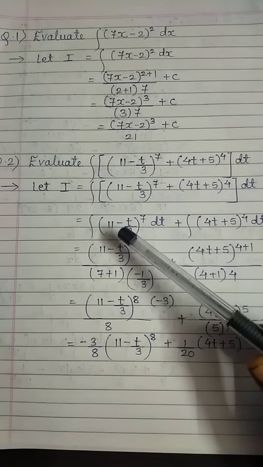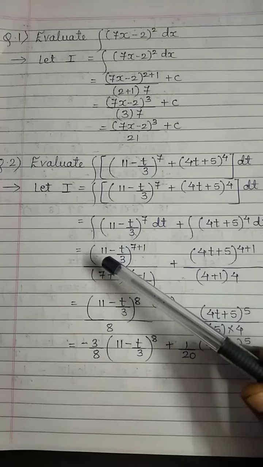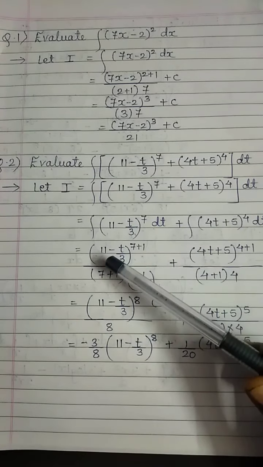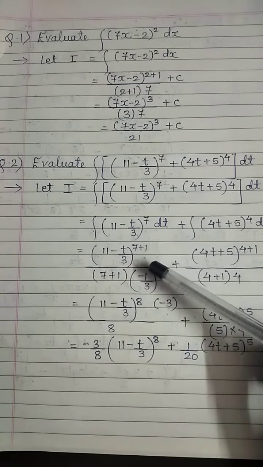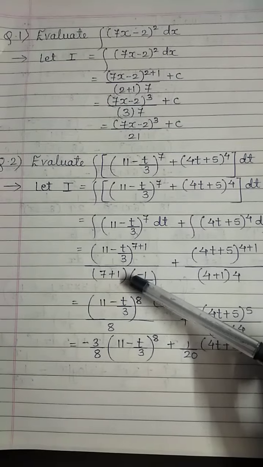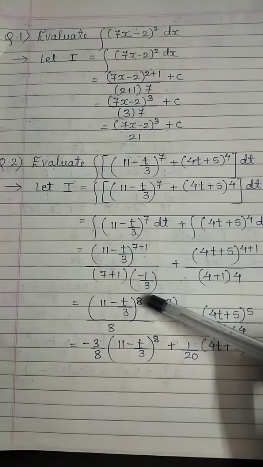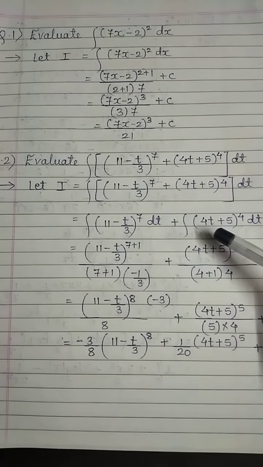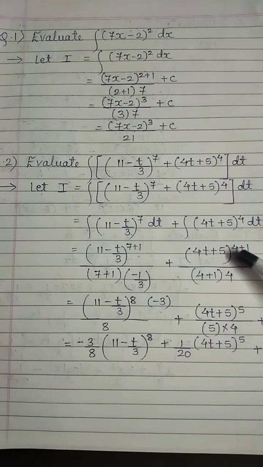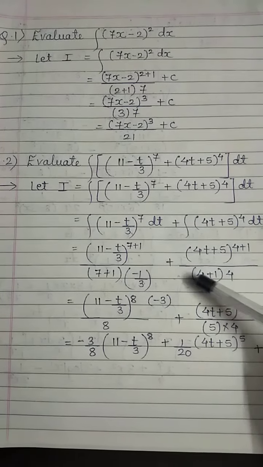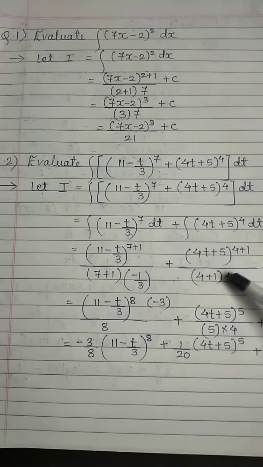Now here also, by using the formula of (ax + b) bracket raised to n, we will write the integration of the first term as ((11 − t)/3) raised to 7 + 1 upon 7 + 1 into the coefficient of t, that is −1/3, plus, while writing the integration of the second term, we will write (4t + 5) bracket raised to 4 + 1 upon 4 + 1 into the coefficient of t, that is 4.